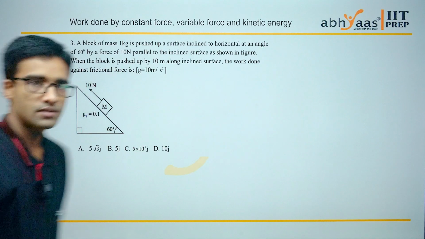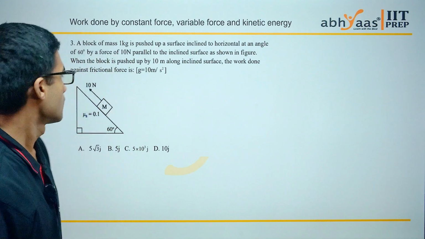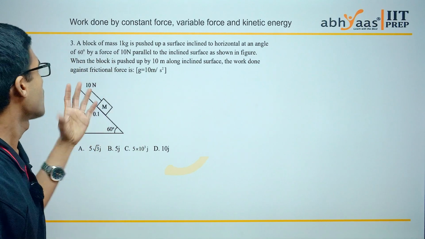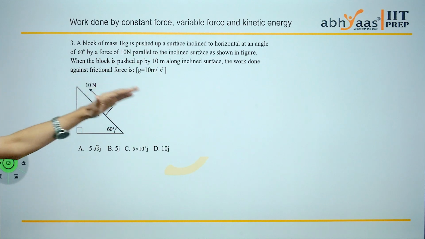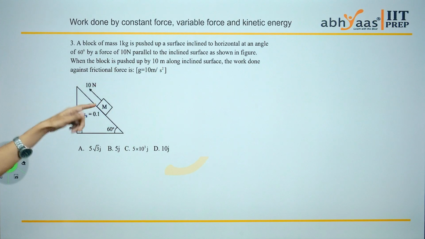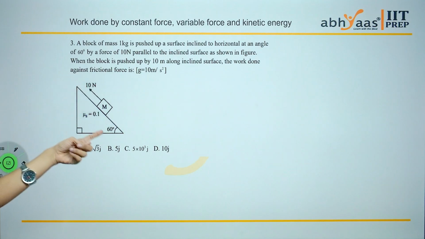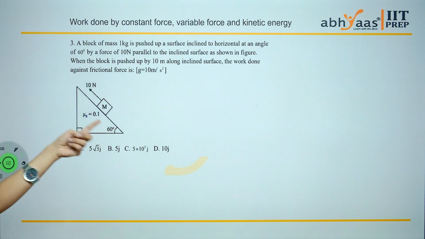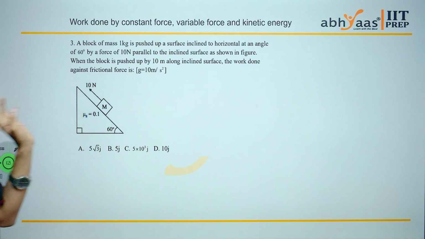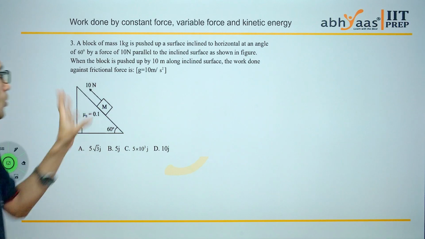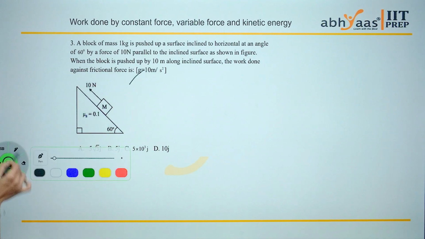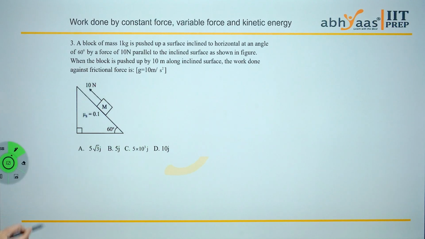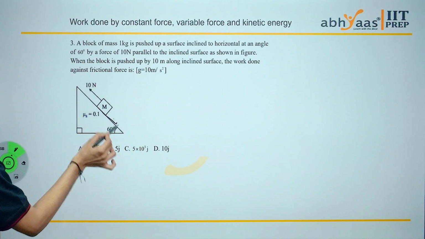Now see this, another kind of problem. Here a body of mass m, 1 kg, is pushed along the incline to the horizontal with a force parallel to the inclined surface. And what is the angle of the wedge? This is the wedge, that is 60 degrees. Mu s is given as 0.1. Here also he is asking work done against the friction. So friction will be in the downward direction if the body is moving to the top like this.